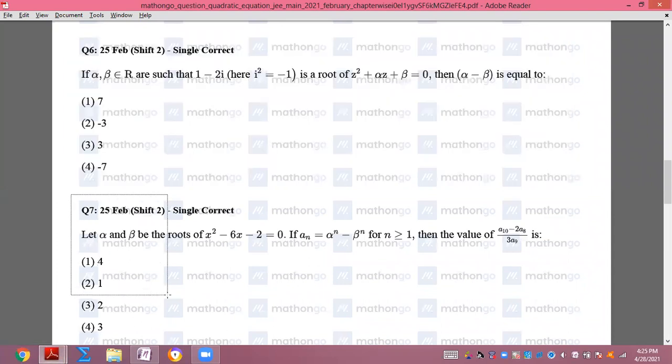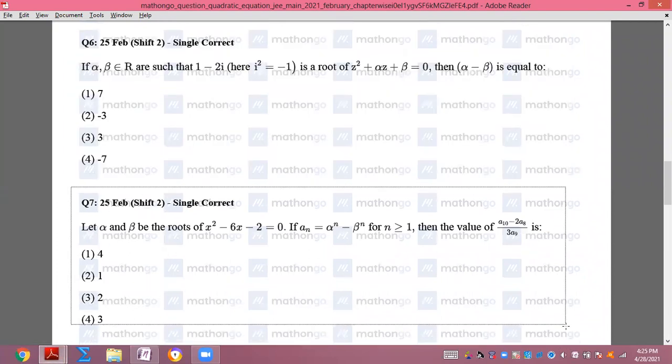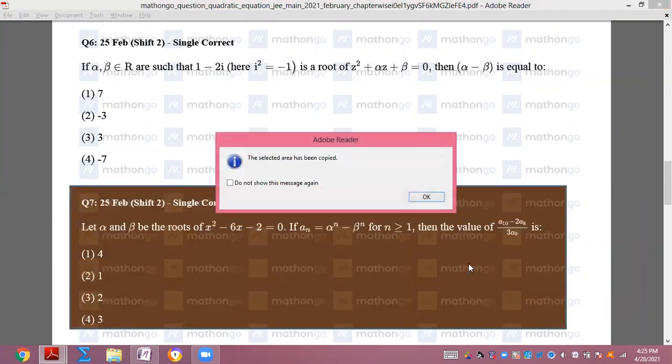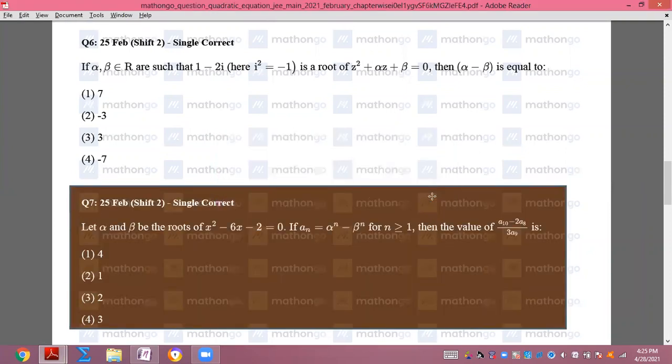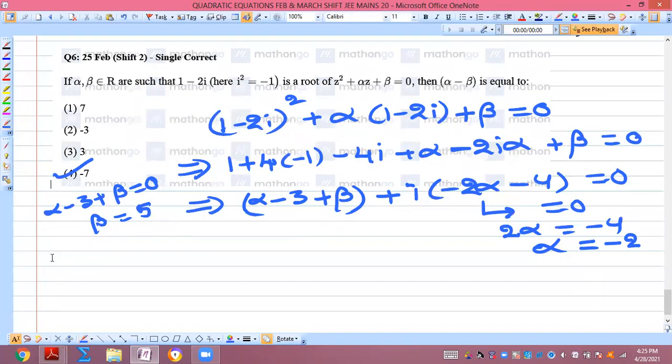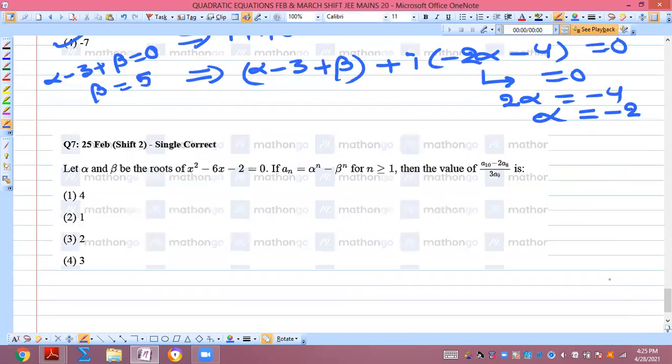Next. This was repeated actually. It was asked in 2015 JEE mains and they asked recently also. X square minus 6x minus 10. A(n) is alpha power n minus beta power n.